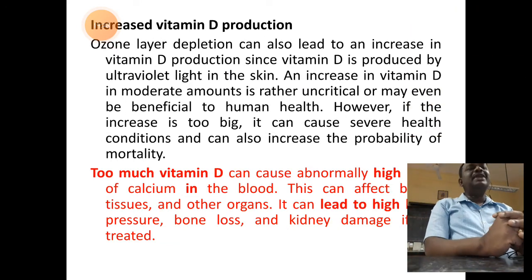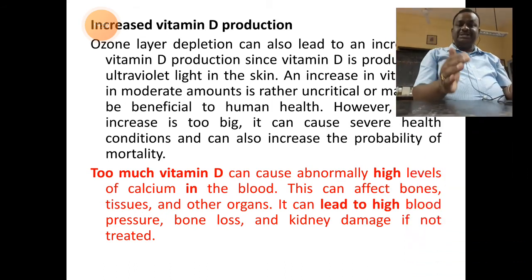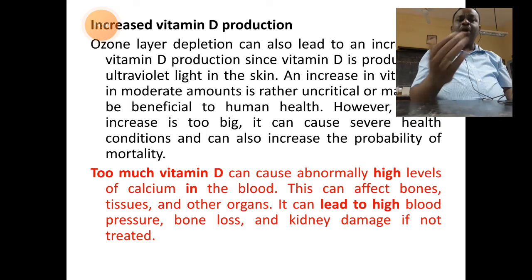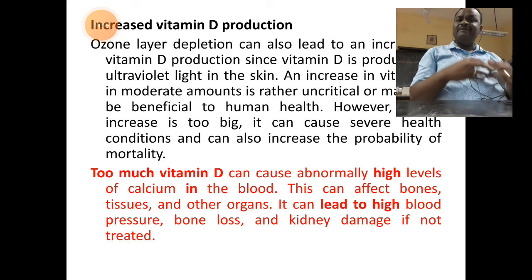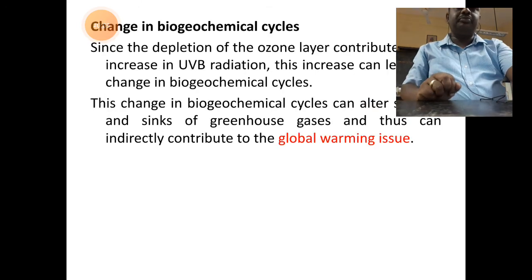To its right side is the cataract seen in the eye of the affected individuals. Next, ozone layer depletion leads to an increase in vitamin D production in our skin. It is estimated that too much vitamin D can cause abnormally high levels of calcium in the blood. When calcium levels increase in the blood of an individual, it affects the bones, tissues and organs. It can lead to high blood pressure, bone loss and kidney damage if it is not treated at an early stage.